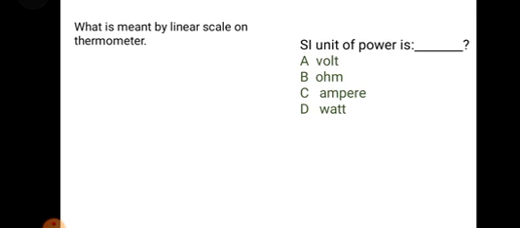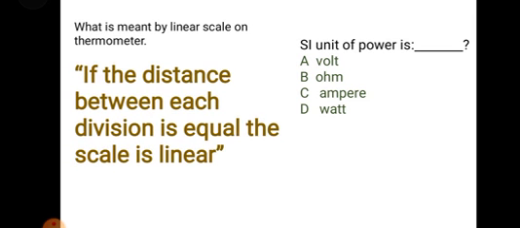Next, what is meant by linear scale on the thermometer? If the distance between each division is equal on the scale, on the temperature scale, the scale is said to be linear. What is the SI unit of power? Definitely it's watt.